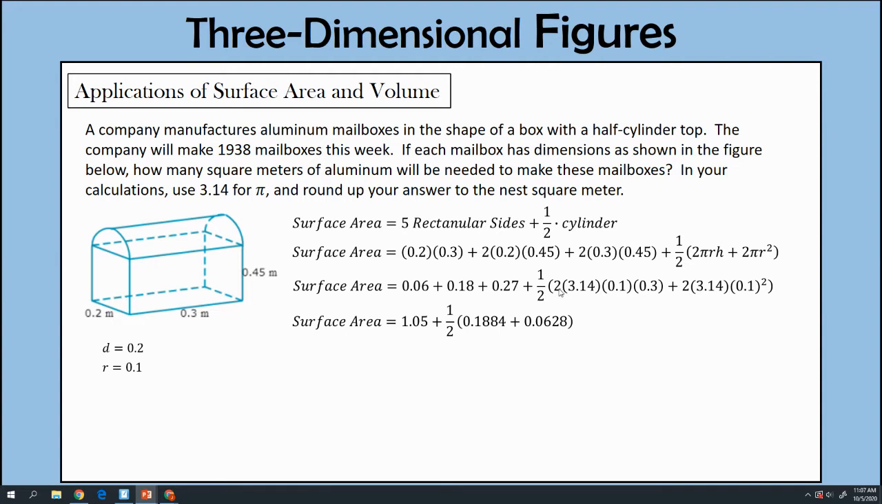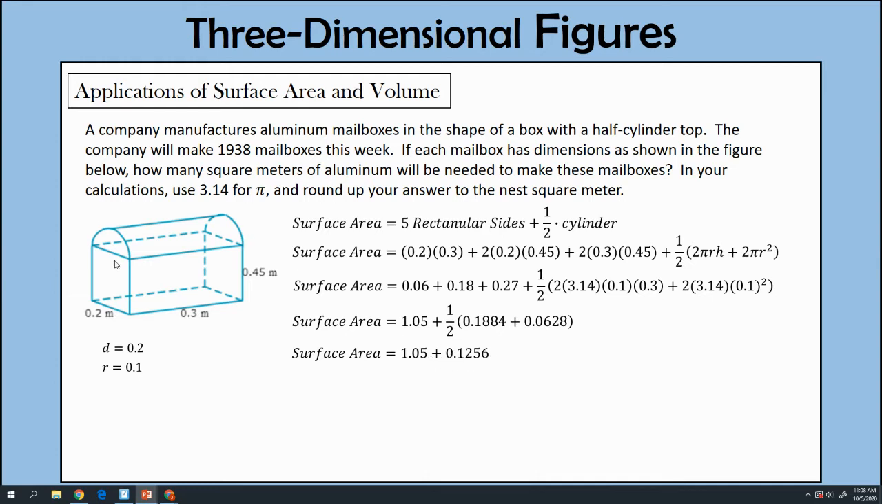And then I did my first calculation, 2 times 3.14 times 0.1 times 0.3. That gave me this number, 0.1884. And then 0.1 squared times 3.14 times 2 gave me this, 0.0628. Now I want to add these two together in the parenthesis and take half of it. And if I add them together and take half, I get 0.1256. That's half the cylinder.